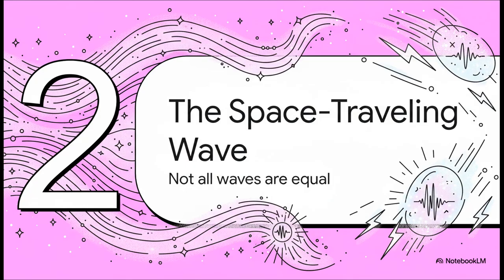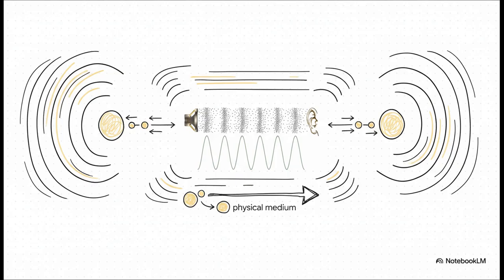So now that we've got the basics down, let's build on that, because this is where things get really, really cool. It turns out some waves have a kind of superpower that others just don't. Think about a sound wave. For you to hear my voice right now, the sound has to travel through the air. It has to physically push and pull air particles in a big chain reaction all the way from me to you. We call these mechanical waves because they need a physical medium to travel through.